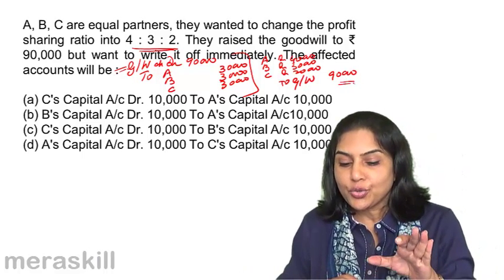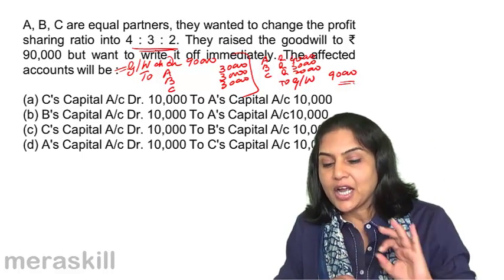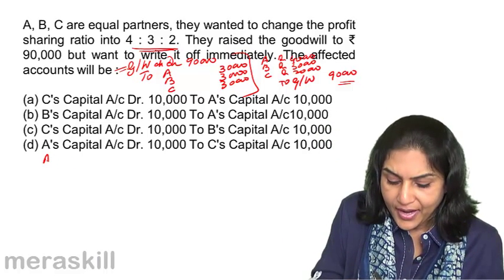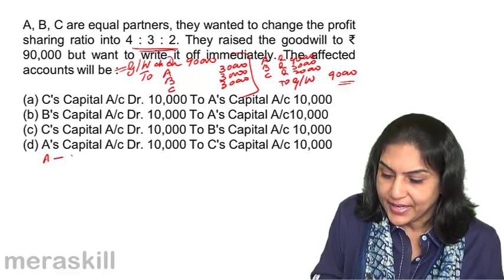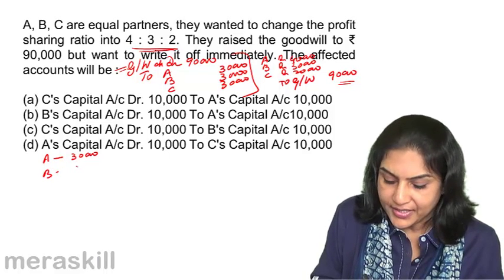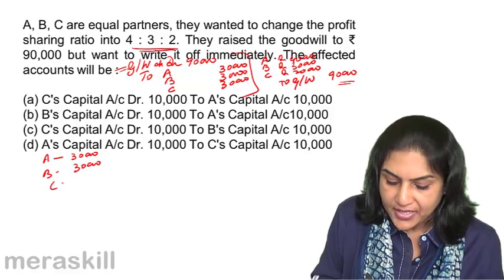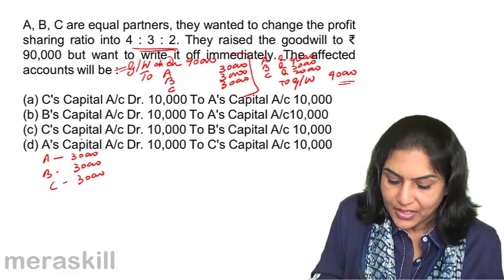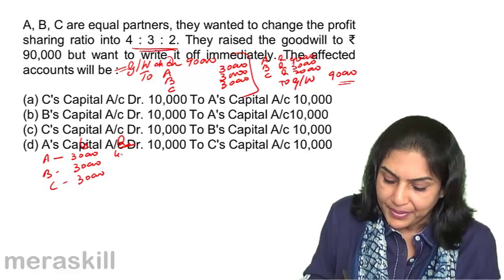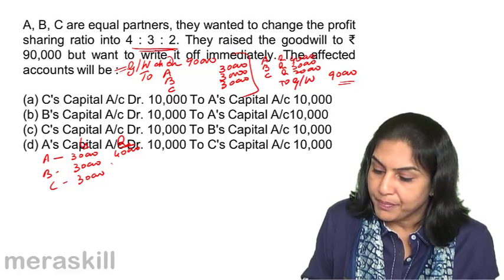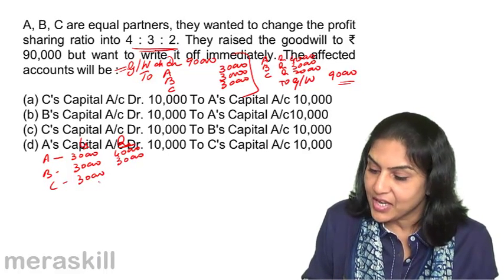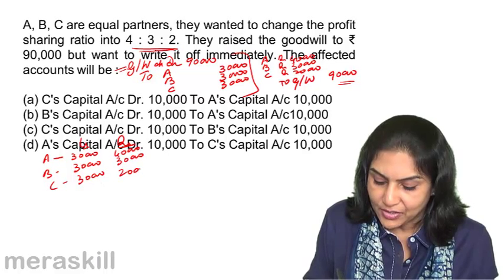Now let us look at the effect in the capital accounts of A, B and C. A account has been credited with 30,000. B account was credited with 30,000 and C was also credited with 30,000. But they were debited with what? A was debited with 40,000, B was debited with 30,000 and C was debited with 20,000.